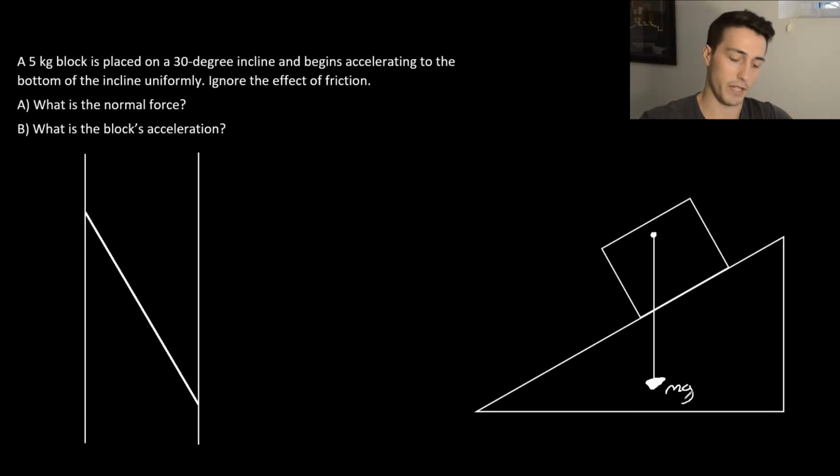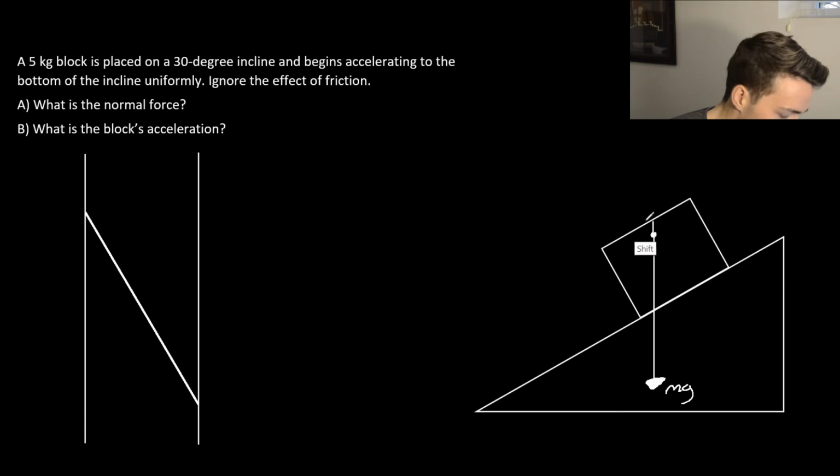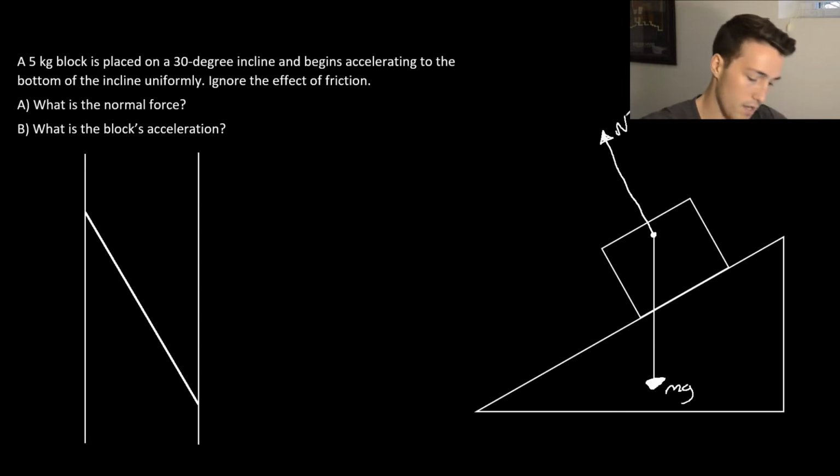And what other forces do we have? Well, since it's on a surface, we're going to have a normal force that's going to be perpendicular to that surface. So we're going to have this normal force like this, perpendicular to the plane. And let's see if there's any other forces. Well, we can ignore the force of friction. So I think that's all the forces.